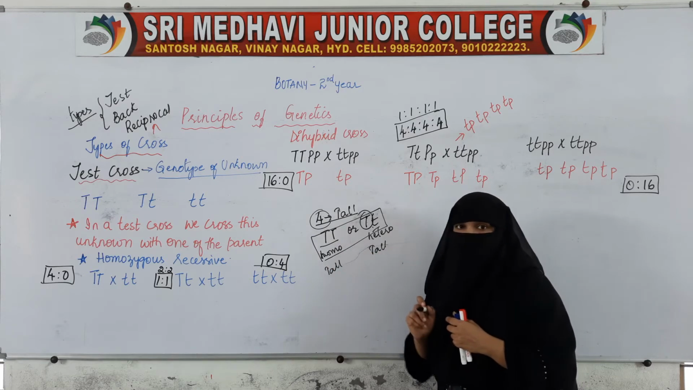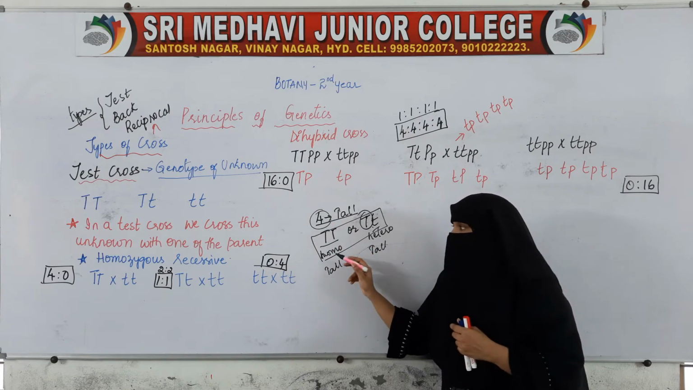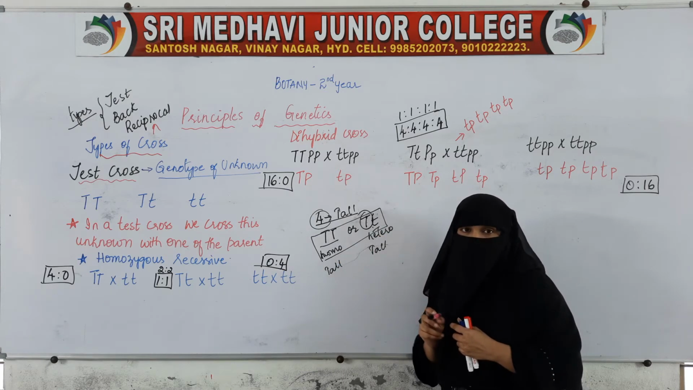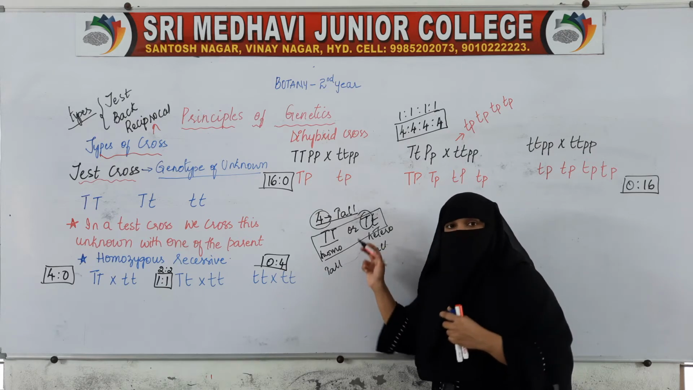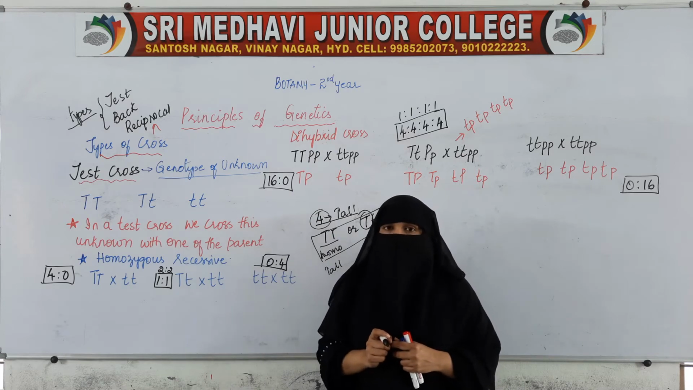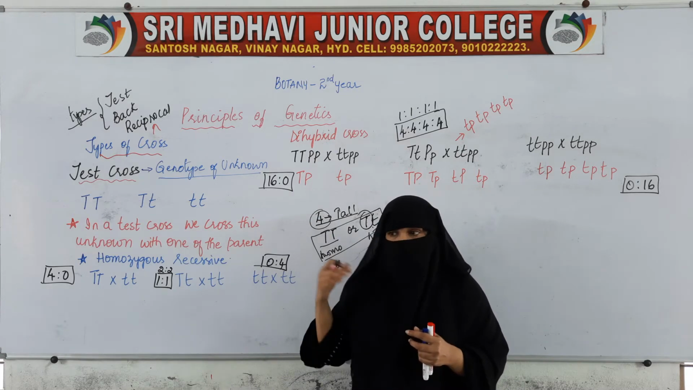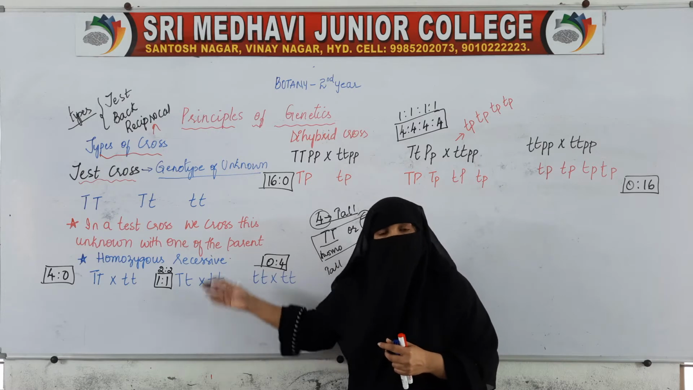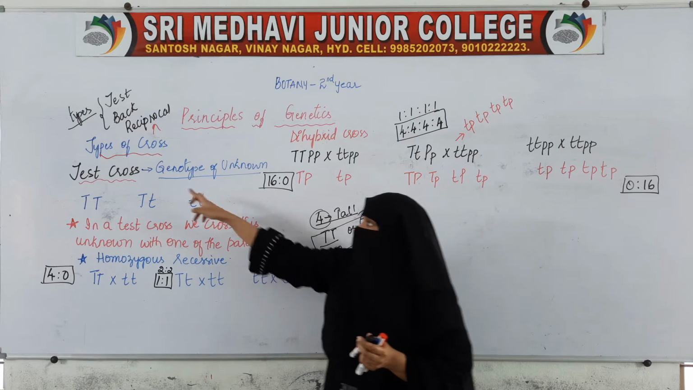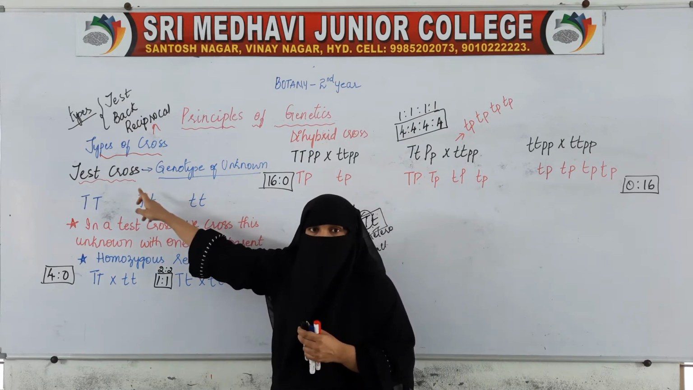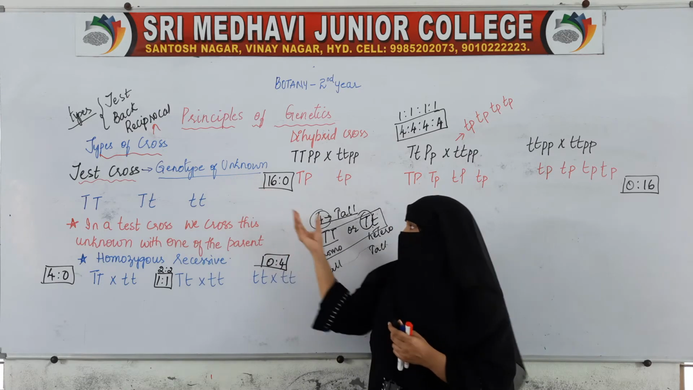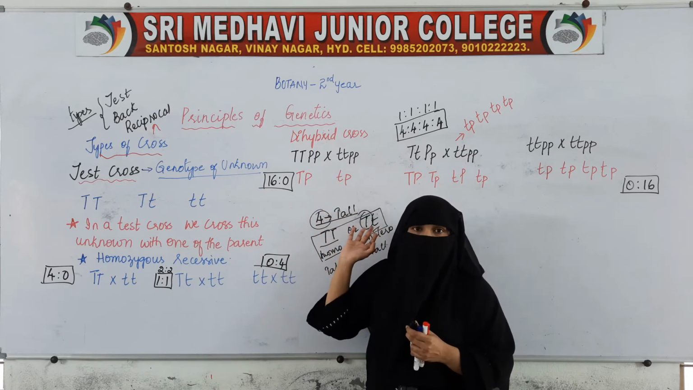Whether these tall plants are from the homozygous tall parent or from the heterozygous one, we don't know the genotype. So to know this, we do test cross. If you are unable to understand, when we do the cross, we will be able to understand it. So why do we do test cross? The test cross is done to know the genotype of the unknown. We get four tall plants.